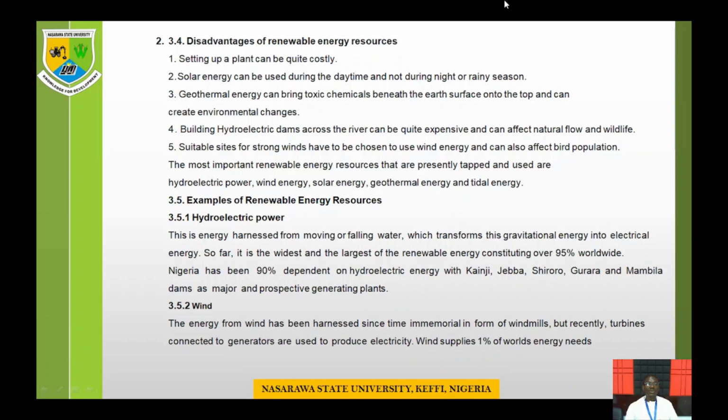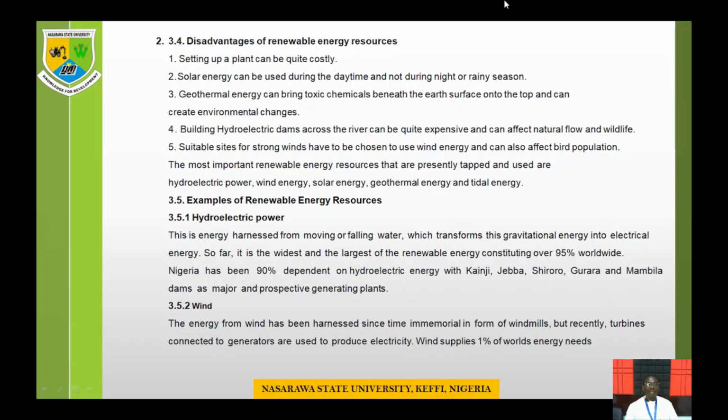Number 5, suitable sites for strong winds have to be chosen to use wind energy and can also affect bird population. So the most important renewable energy resources that are presently tapped and used are listed below: hydroelectric power, wind energy, solar energy, geothermal energy, and tidal energy. Let's look a little bit in detail at these examples.